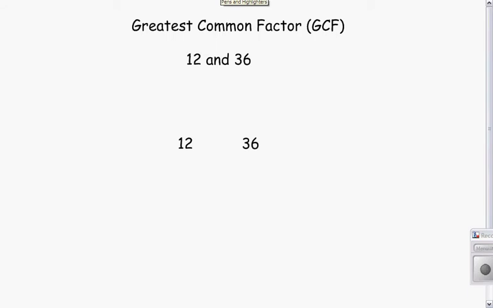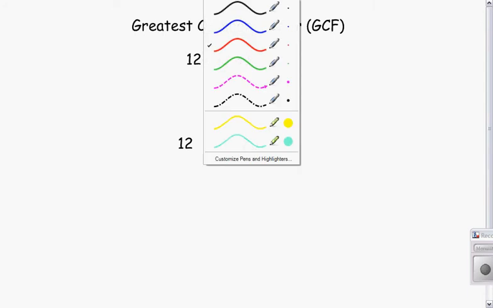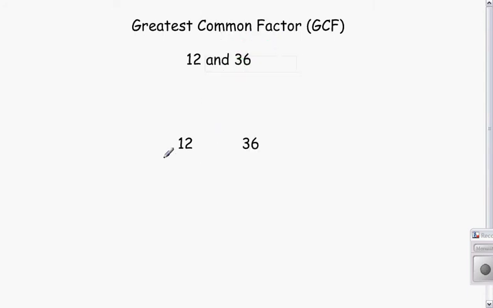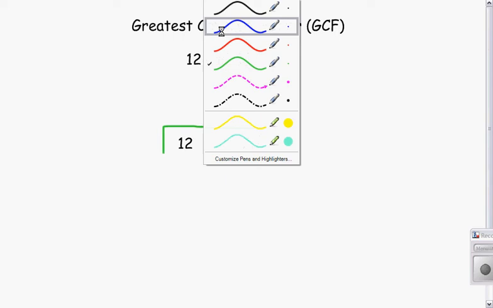The way I feel is the easiest is something we call the cake method. Once again, we're trying to find the largest number that goes evenly into both 12 and 36. What I'm doing here is basically turning this into a long division problem. I want to think of a common factor that 12 and 36 share, any number that goes into both 12 and 36 evenly. I'm going to start with the number 6.